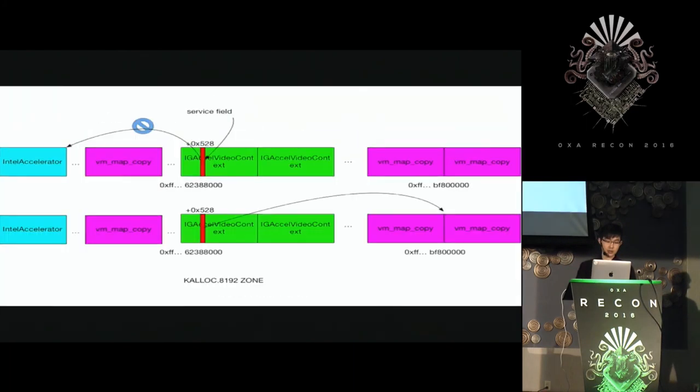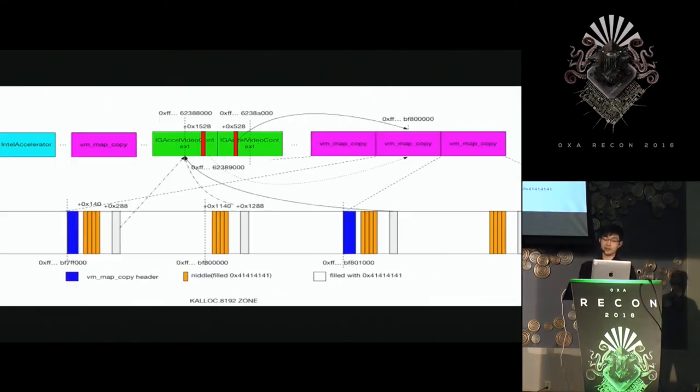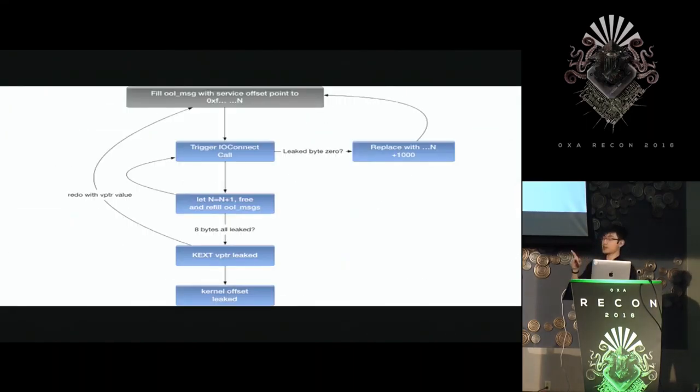So we need to do eight info leaks, and we repeat the steps and let n equal n plus one byte, and we do a free and refill the OOL messages until we have leaked all eight bytes of the virtual pointer of this KEXT. And with this KEXT's virtual table pointer in hand, we refill the OOL message with this address, and we use it to leak a kernel offset.